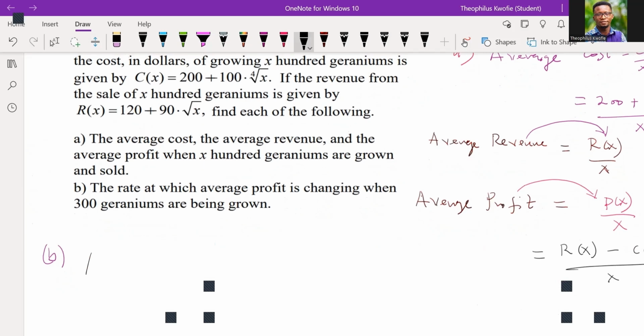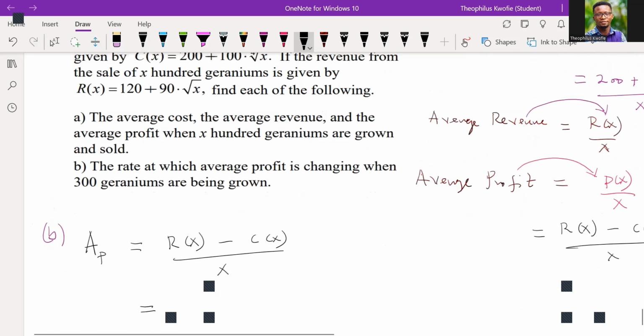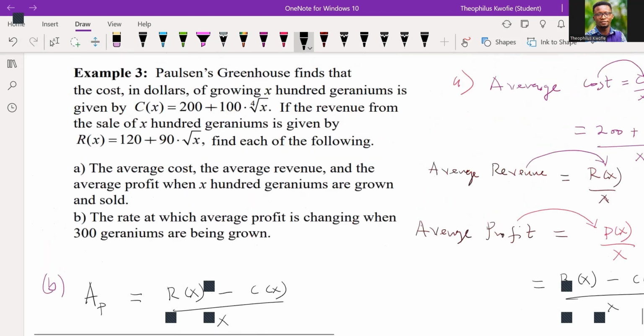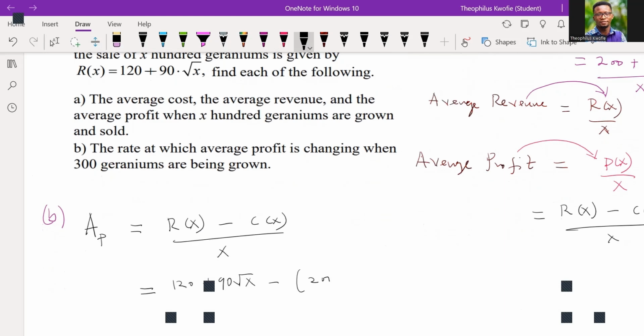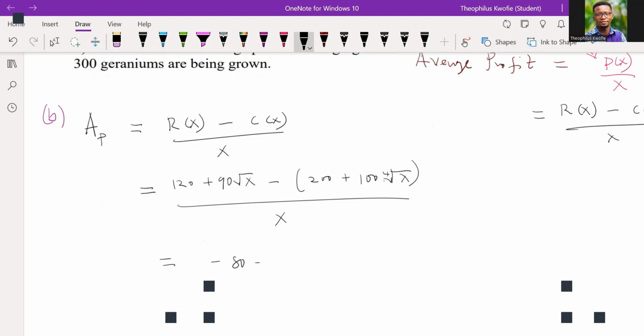We know that the average profit, let's denote it as AP, is equal to your revenue minus your cost, all divided by x. And then the question is, what's our revenue? Our revenue is 20 plus 90 multiplied by root of x. And what's our cost? Our cost in the question was given as 200, all divided by x, right? Good. When we further simplify, we should get something like minus 80 plus the fourth root of x, all divided by x.